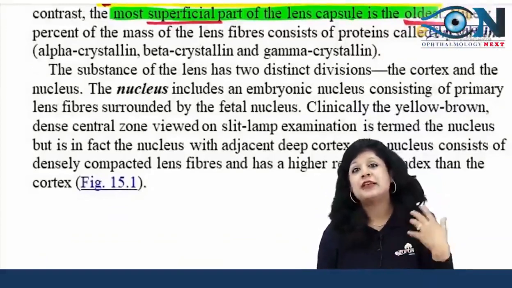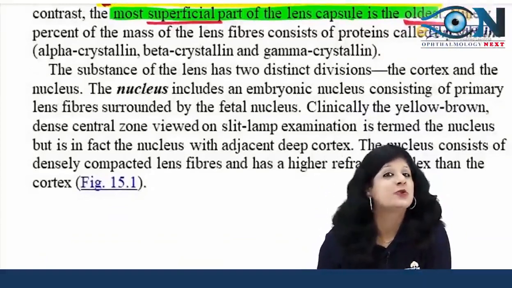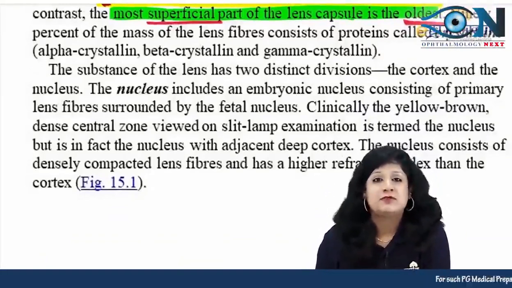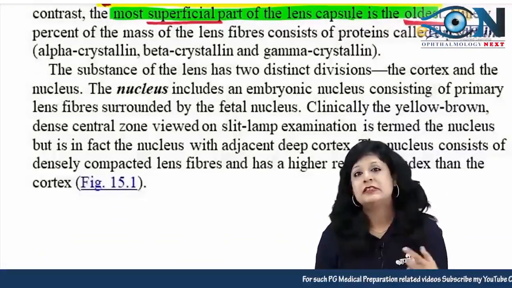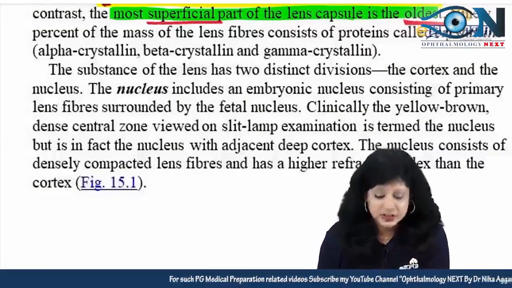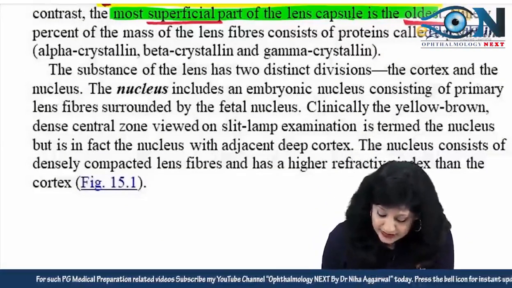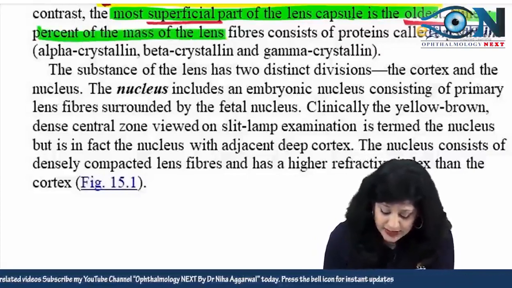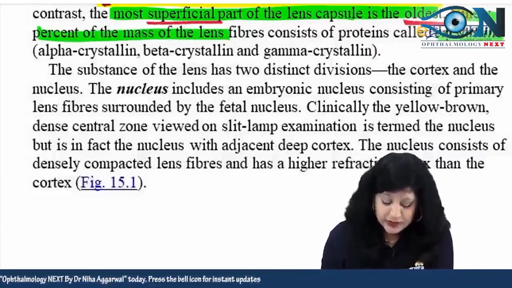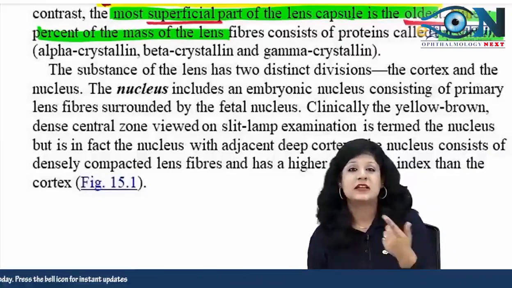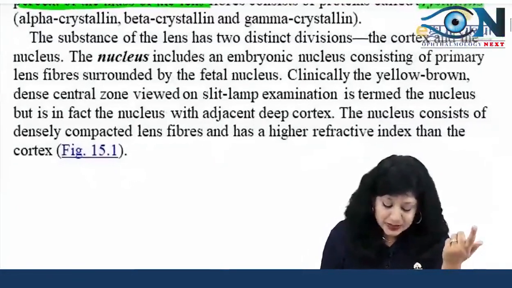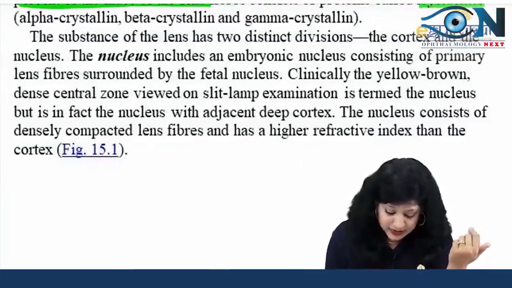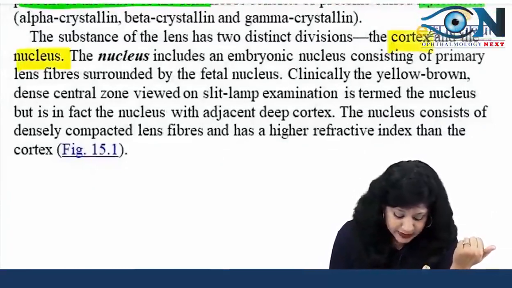Okay, now we talk about the mass. I told you that the lens is proteinaceous in nature, and one of the major constituents present in the lens is crystallins. So how much is it? It is actually 90%. 90% of the mass of the lens fibers consists of crystallins, and you already know we have three kinds of crystallins: alpha, beta and gamma. The substance of the lens has two distinct divisions, that is your cortex and the nucleus.